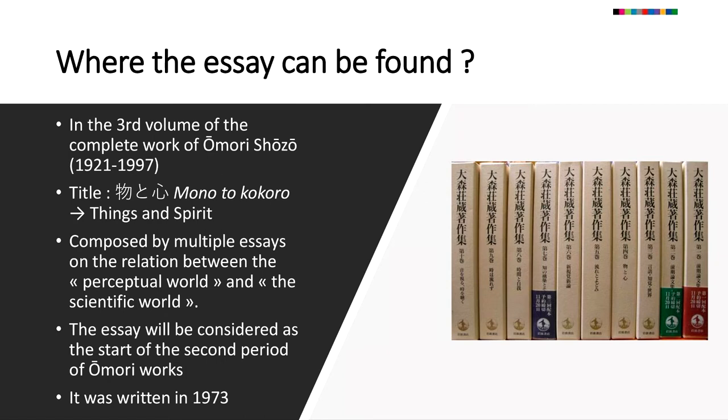So where can the essay be found? It is in the third volume, here, that one, of the complete works of Ōmori Shōzō. The title of the book is Mono to Kokoro, which is Things and Spirits. And what we have to know about that is basically that Ōmori wrote articles, and 10 years later, he compiled the works and put it all together in one book and put a title on the book. So this work is particular.